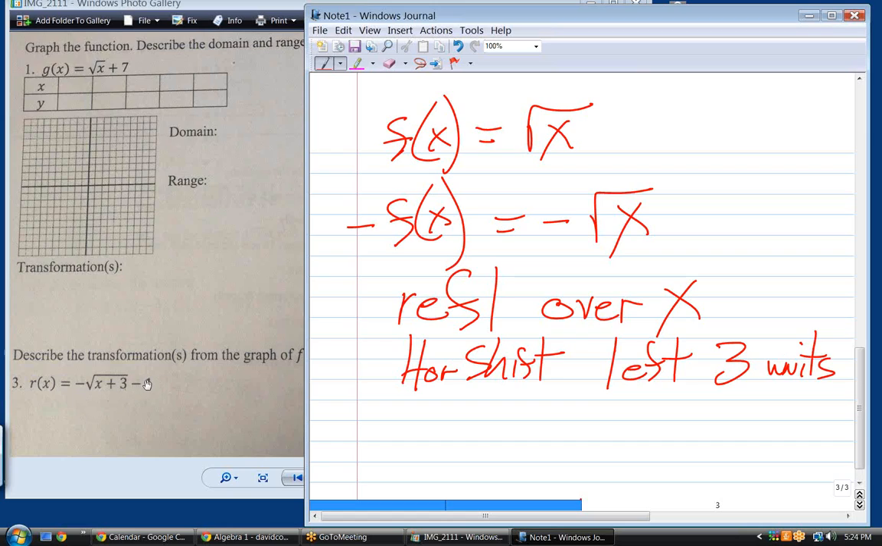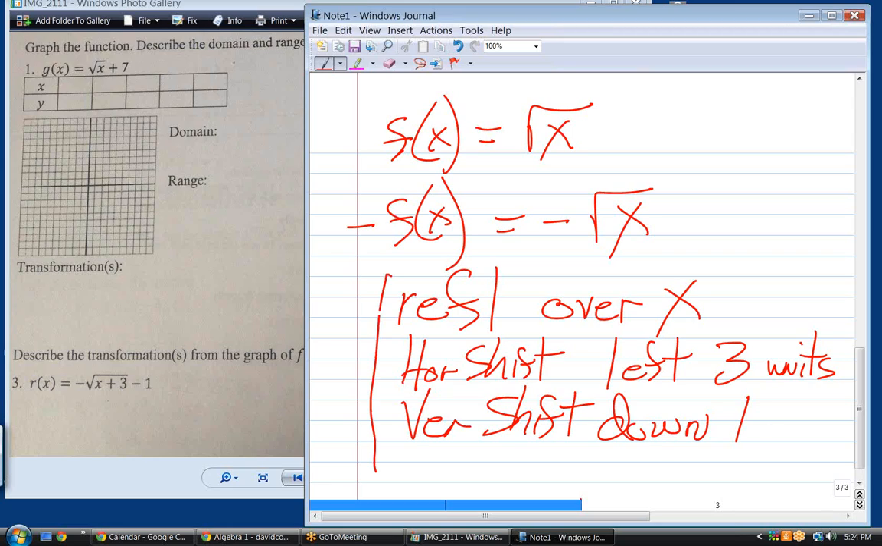And finally, what's the consequence of this -1 that comes after the radical sign? Does it shift down 1? Vertical shift down 1, exactly. And you want to say all of those things. In other words, again, it's not just good enough to say a vertical shift of 1. You have to say whether it's up or down.